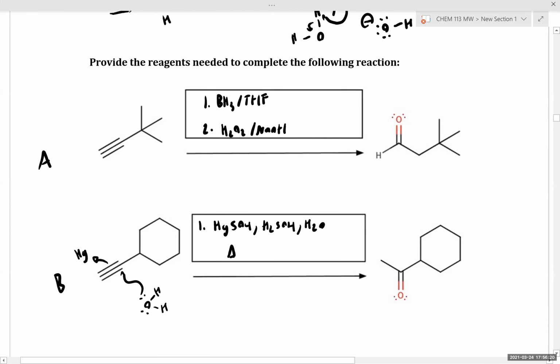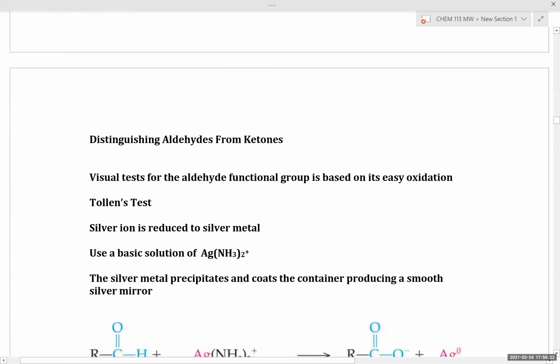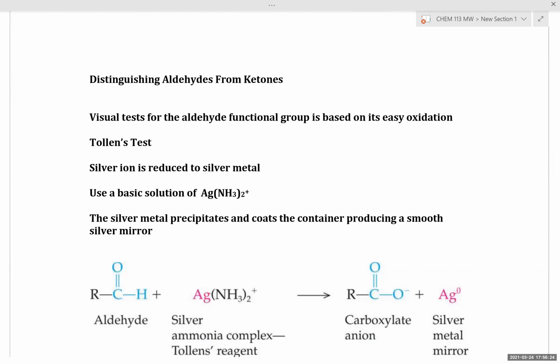Okay, so let's keep going then. And let's talk briefly about chemical tests and other methods to distinguish aldehydes from ketones. We actually employ many of these chemical tests in the laboratory as part of our identification and product characterization.